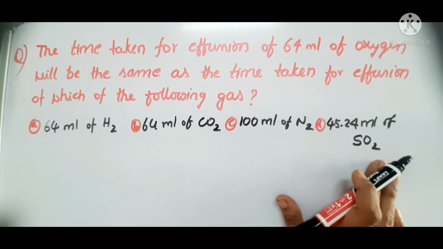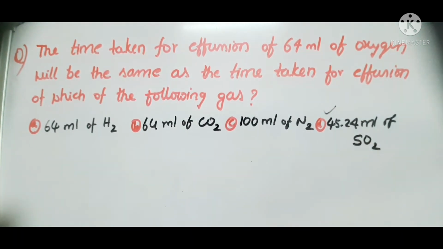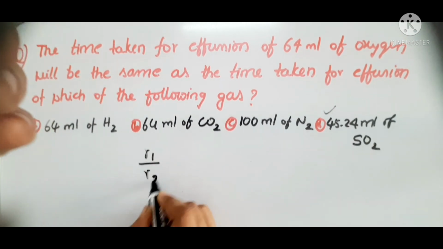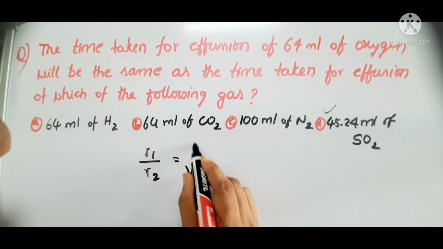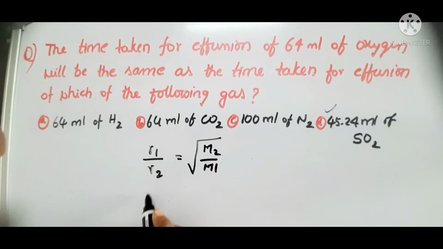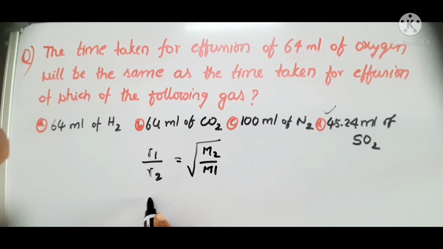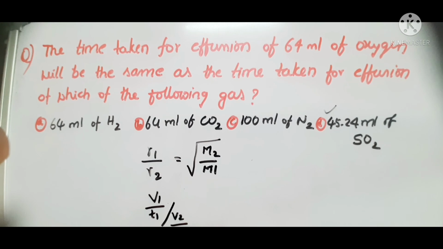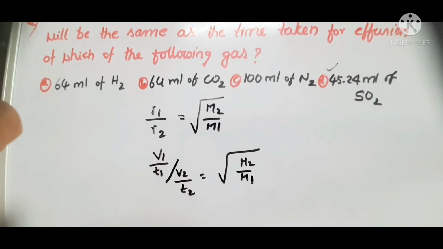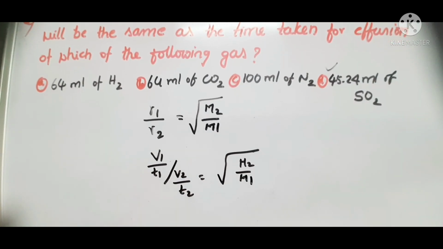Okay, I am going to give you the answer is D. Why? Because I am calculating this one. How to calculate this one? So here R1 by R2 equal to square root of M2 by M1. You know this. So R1 by R2 is equal to V1 by T1 divided by V2 by T2 equal to square root of M2 by M1. This is the relation we have basically between the volume, time taken and the molecular masses, right?